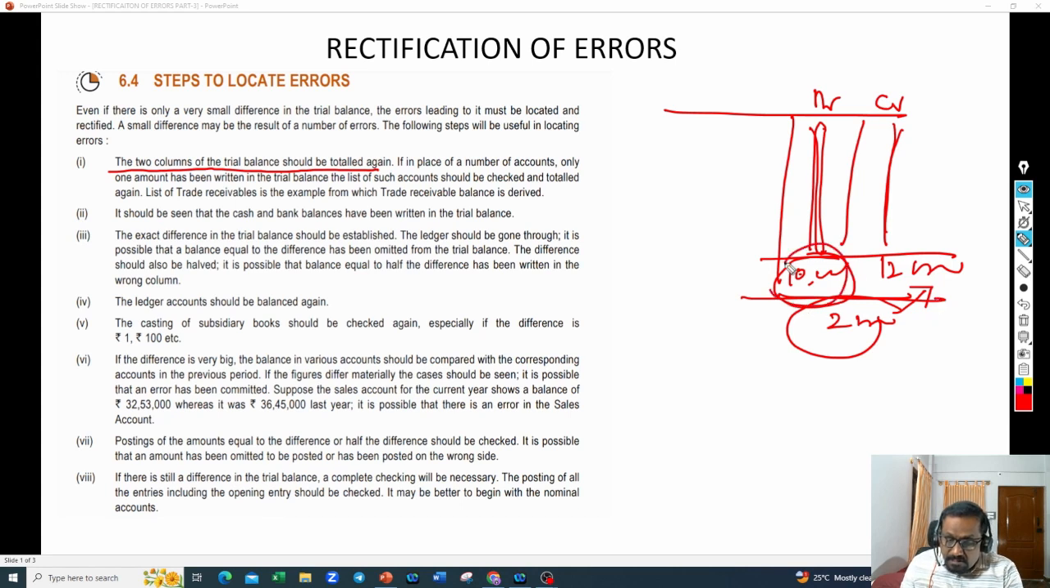Suppose the total is wrong, and you identified this as 12,000, then your problem is resolved right here. This is a total mistake, so the trial balance is tallying, you can ignore that, and you can rectify the total and close that point.